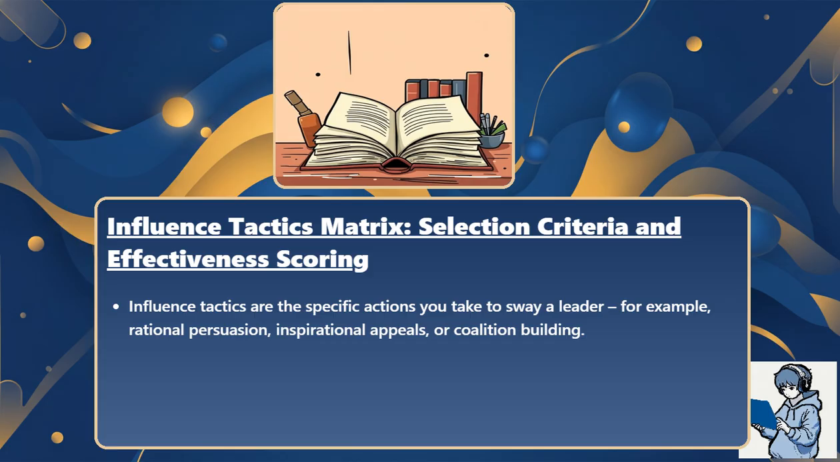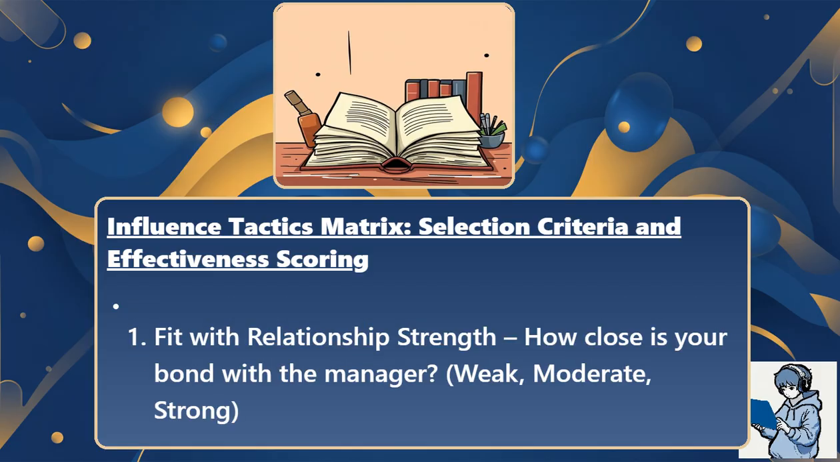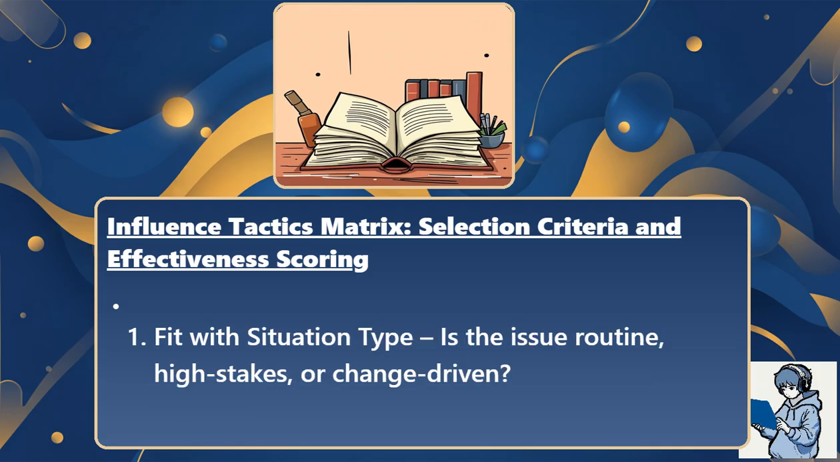Influence tactics are the specific actions you take to sway a leader. For example, rational persuasion, inspirational appeals, or coalition building. The matrix helps you pick the right tactic by evaluating 2 dimensions. Fit with relationship strength: how close is your bond with the manager? Weak, moderate, strong. Fit with situation type: is the issue routine, high stakes, or change-driven?